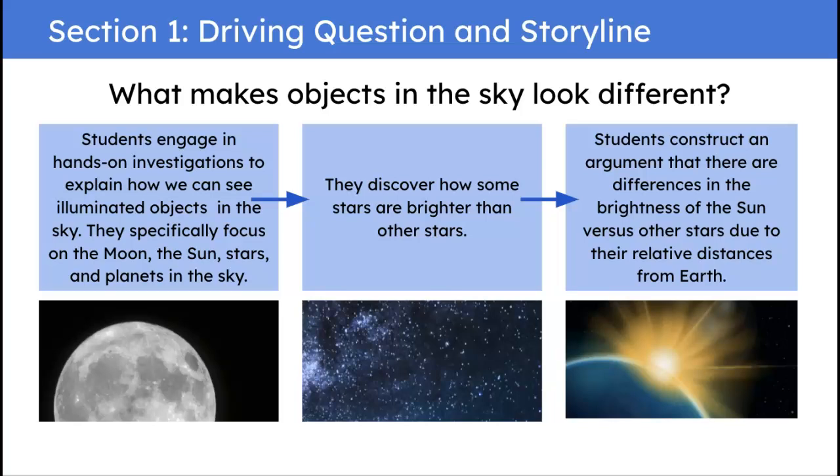Students connect to the anchoring phenomenon by engaging in investigations to explain how we can see illuminated objects in the sky. They specifically focus on the moon, the sun, the stars, and planets in the sky. They discover how some stars are brighter than others. The section concludes as students construct an argument that there are differences in the brightness of the sun versus other stars due to their relative distances from Earth.